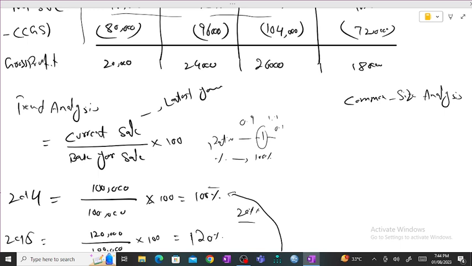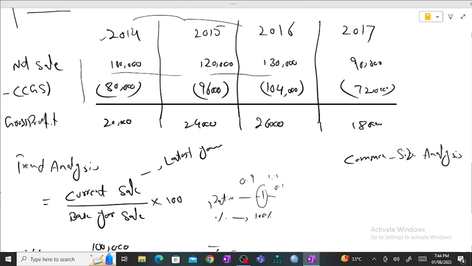Same example we will take. The formula for this is cost of COGS divided by net sale. Let's say, for example, we wanted to do common size analysis for net sale. Again, we are going to do it for net sale. Now remember that we will move like this.